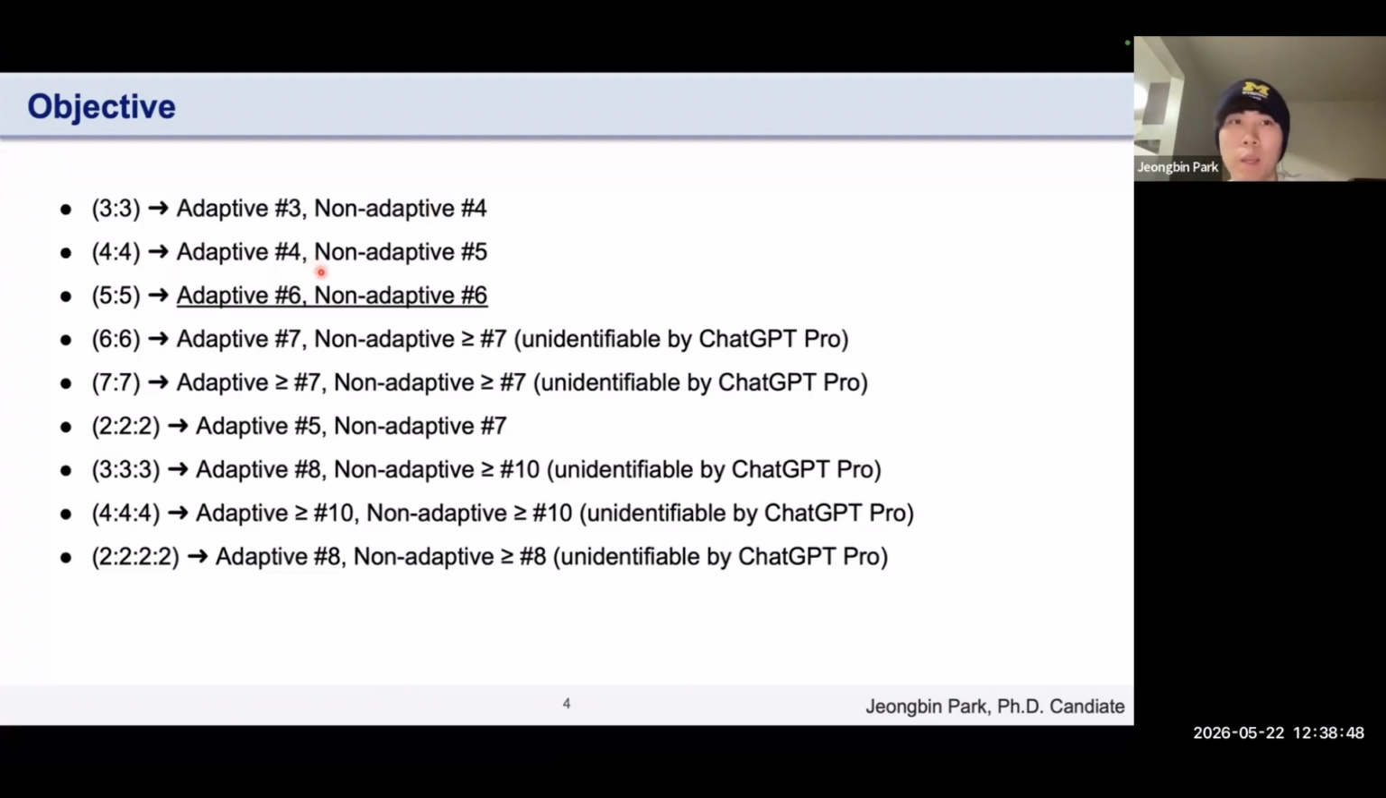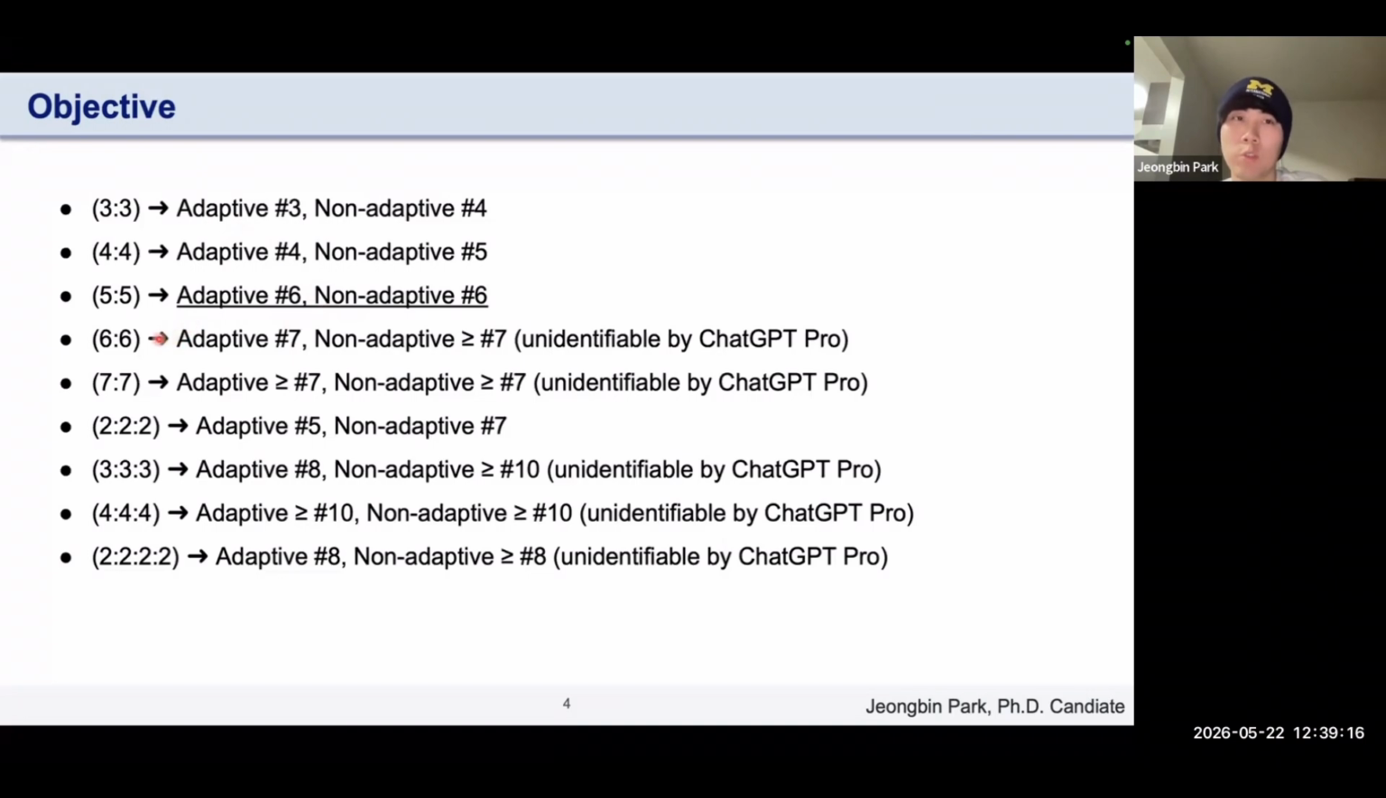You can say that. But I also found a very interesting case. In the 5-5 case, the minimum number for the adaptive case is equal to the minimum number for the non-adaptive case. Then maybe under a constraint of 6 weighings, you cannot say which strategy the players have used. So identifiability is established for some cases while others are not.